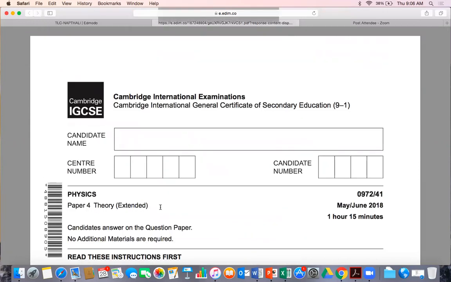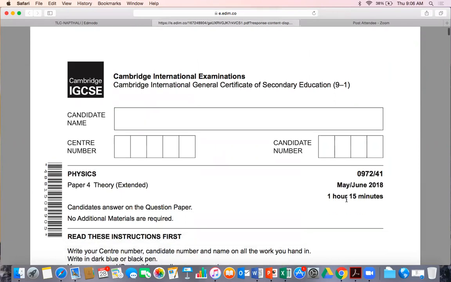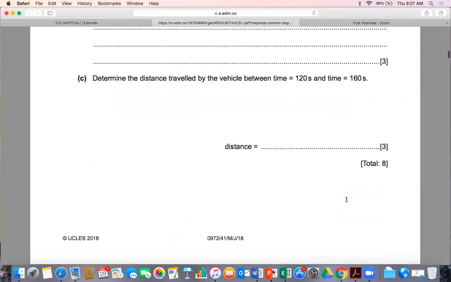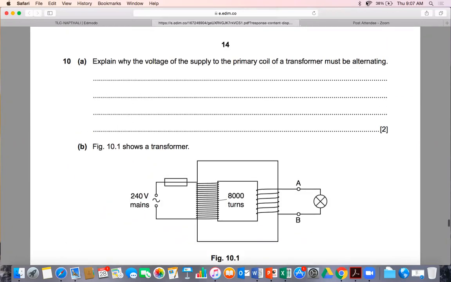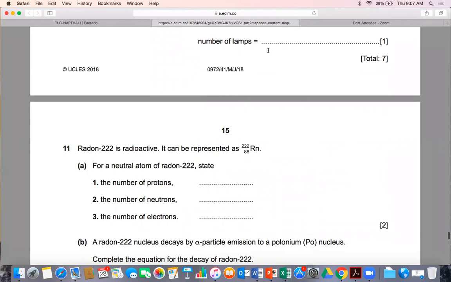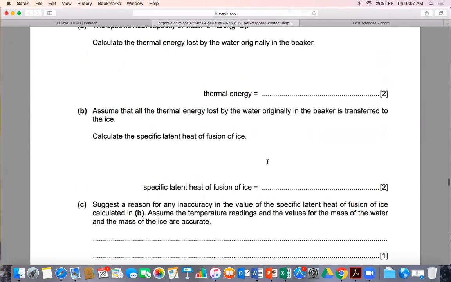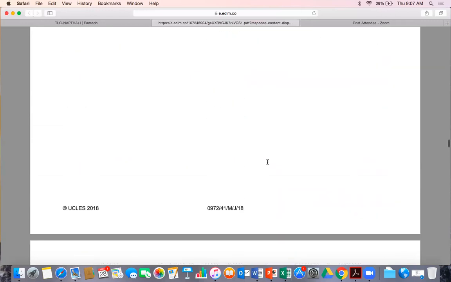So this is a past year paper, paper 4, variant 1, May/June 2018. Paper 4 is usually 1 hour 15 minutes, and in this case it has about 11 questions. On average, 11 questions for paper 4. Not all of this you have studied yet, which is why I only told you to do selected questions. So we'll go through the answers.